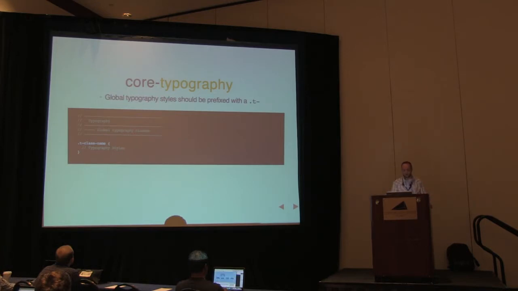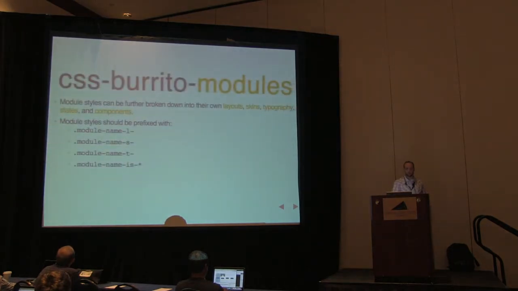Right? So then what do we do with our modules? If you think about it, you have your global layout styles, skin styles, and type styles, but inside of your modules, there's often quite a bit of tweaks for layouts, skins, and type, right? So the way that we namespace these, we break them further down into their own layout, skins, and typography, and namespace them like this. The name of the module -L, the name of the module -S, -T, is whatever.